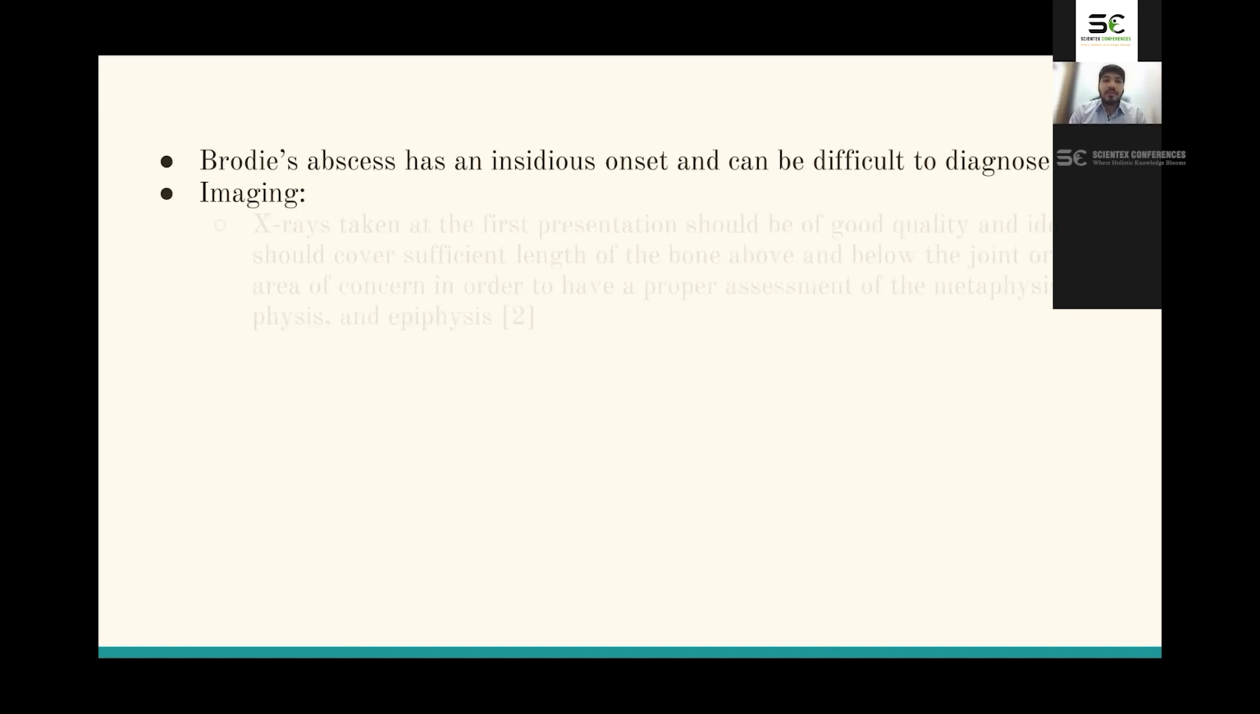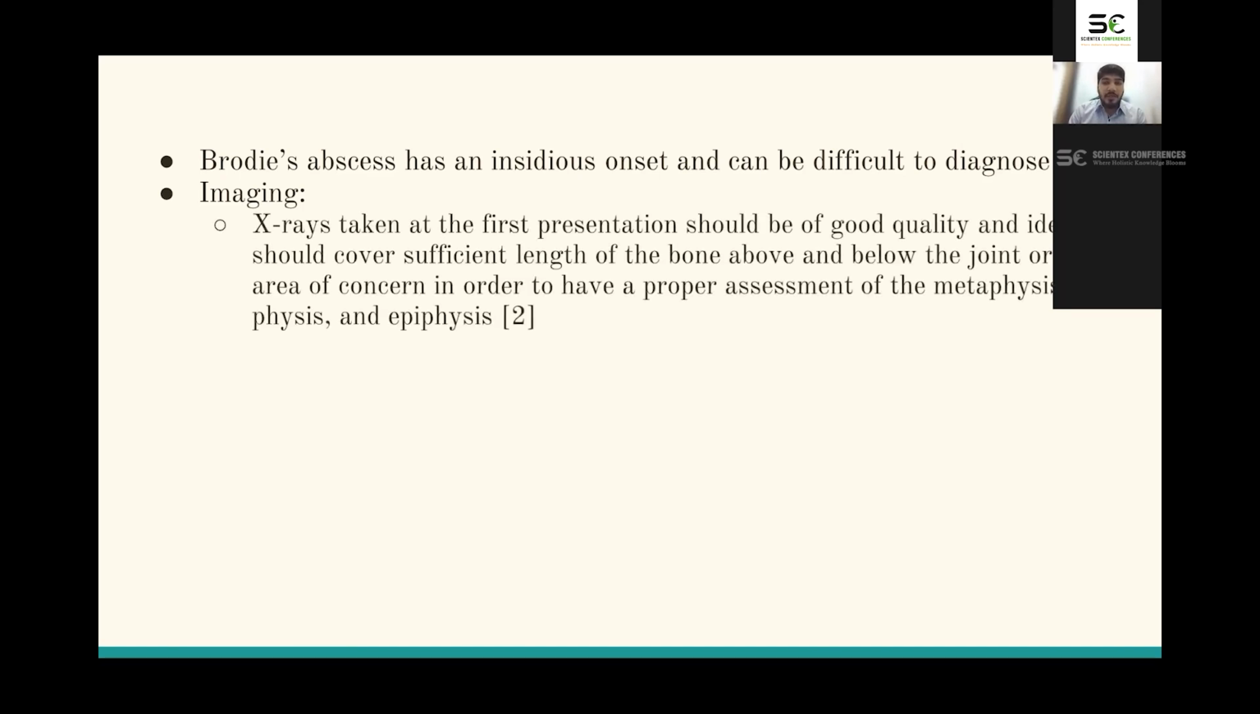The X-rays on the first presentation, when you see a child, should be good quality, and ideally should cover sufficient length of the bone above and below the joint or the area of concern, so that proper assessment can be made of the metaphysis, physis, and epiphysis of the affected area or the bone that we're imaging. Next, communication with the parents or the patient, depending upon how old the patient is.